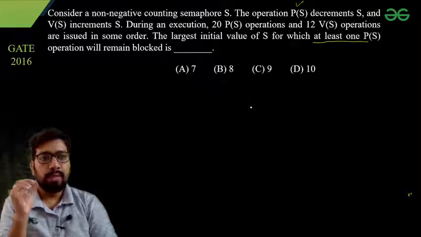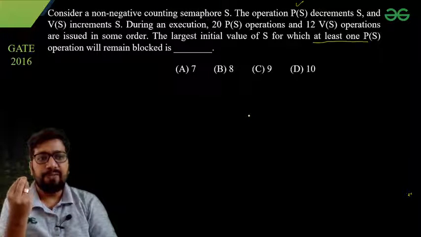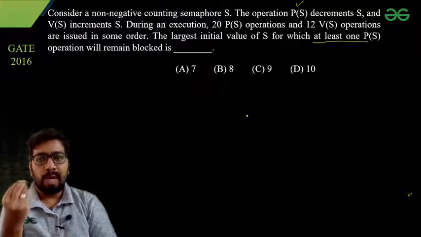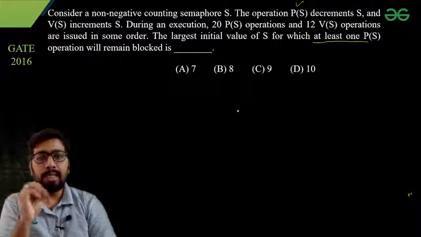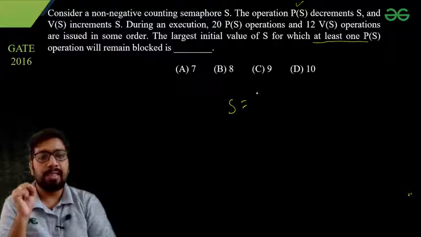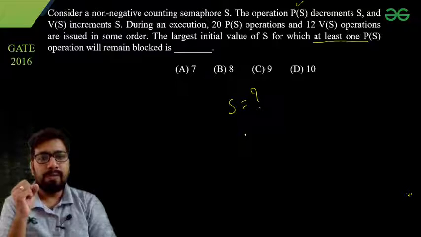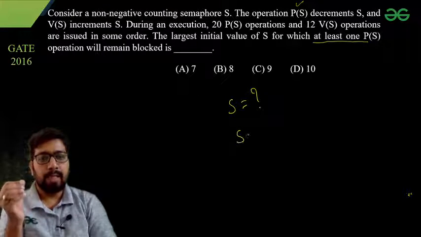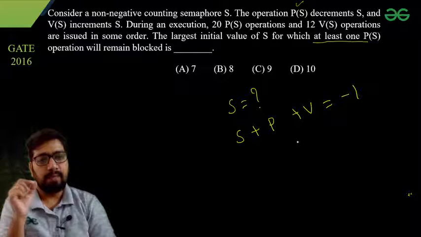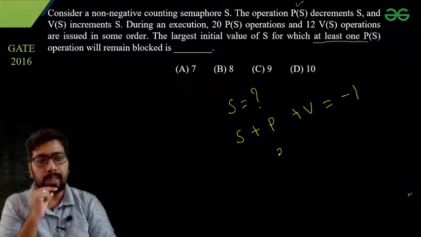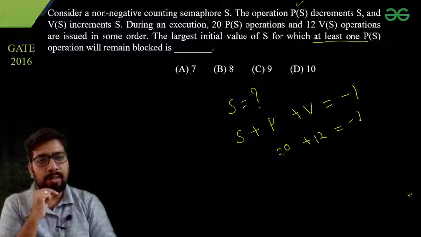So I have told you that the negative value of the semaphore provides the information about how many processes are in the blocked state. So we don't know the initial value of S, but we know what happens after the P and V operations. So what will be the operation? S plus P operations and V operations, the value should be -1. How many P operations are there? 20. How many V operations are there? 12. And the value is -1.